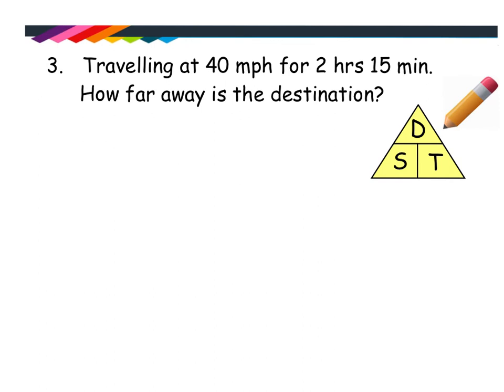All right. And example 3, if you're travelling at a speed of 40 miles per hour for 2 hours 15 minutes, how far away is the destination? So how far away wants your distance? So I'm going to colour in distance, which leaves us S next to T. So that's speed times time. Okay, the others are both divides. The distance is the only one where you're multiplying.